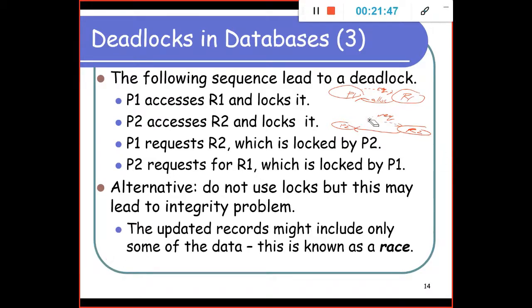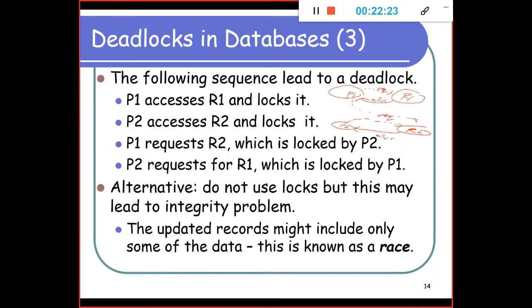Sorry, request should be a dotted line. Just bear with my handwriting. Okay, request, and this one is allocated. Now P1 wants to request R2. I am greedy, I need R2 as well. Sorry, this is supposed to be a dotted line, because I want to separate between the request and allocated.